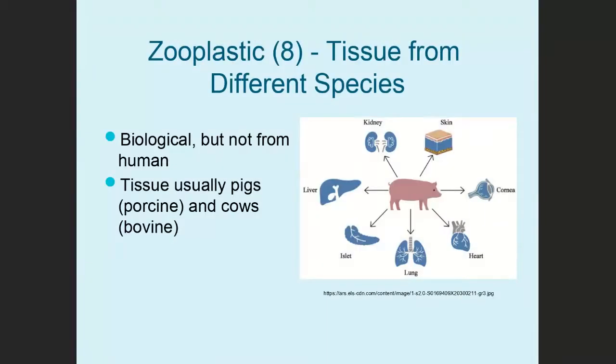Zooplastic tissue is biological or living tissue, but it's not from a person. It's often from pigs or cows that may be referred to as porcine or bovine. For example, here's a pig, and here are all the many tissues that can be taken from the pig and used in a human.